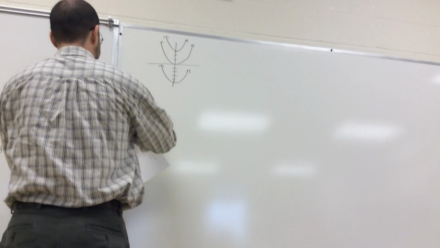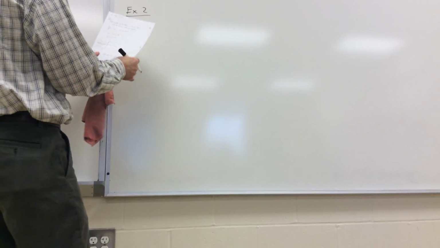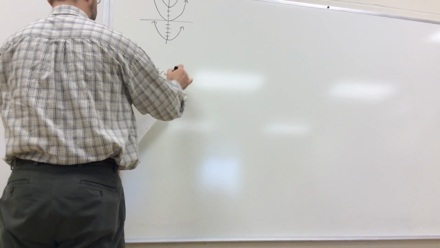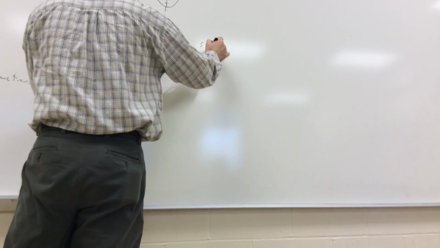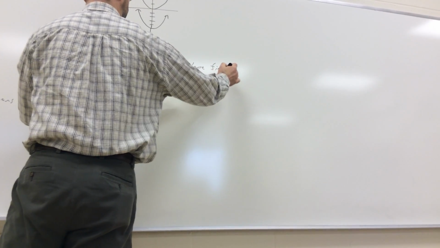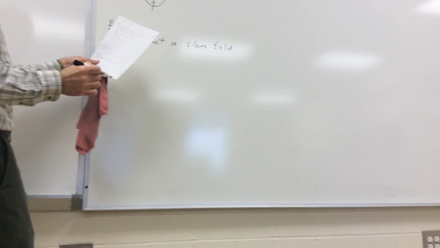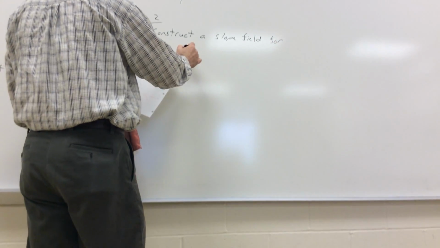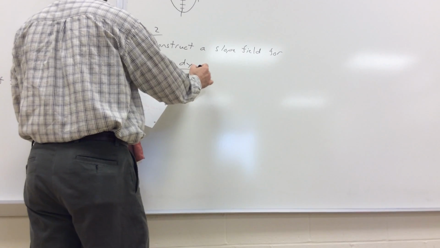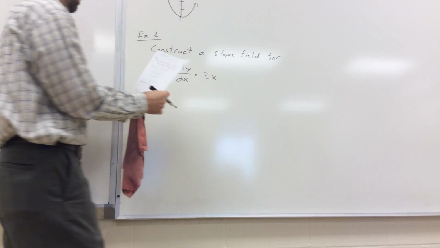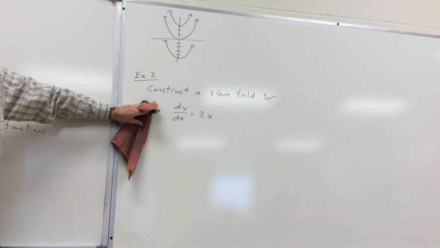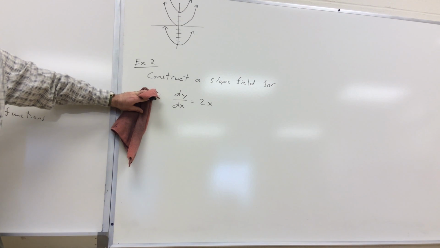All right, so now we're finally ready for example 2. This is the new thing. We're going to construct a slope field for dy dx equals 2x. So this is something we have not heard about before. This is something we haven't done before. We're going to make something called a slope field.